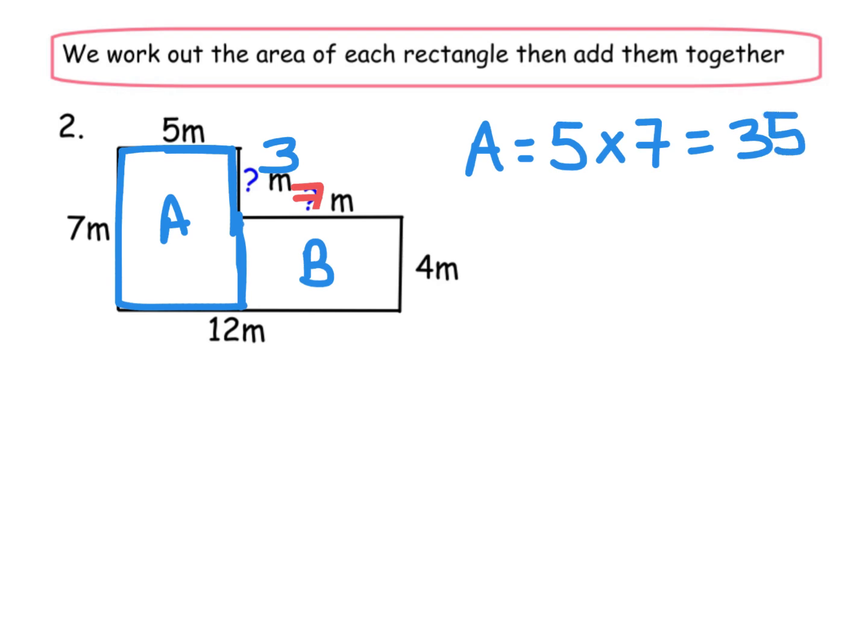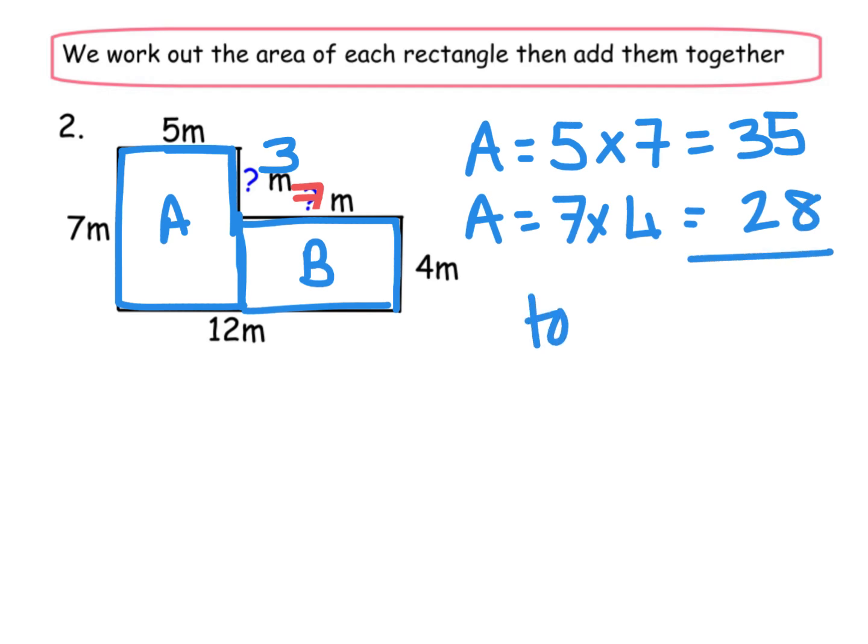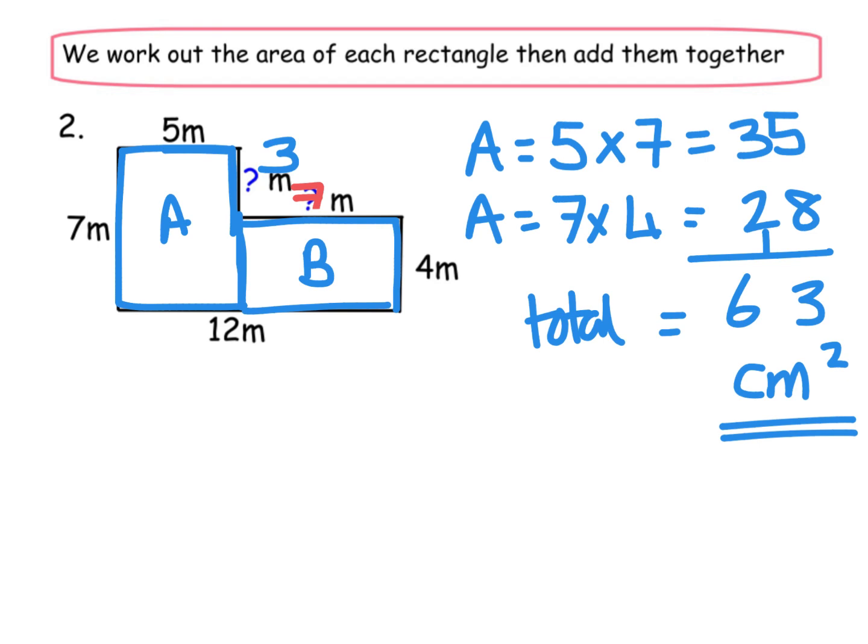Then we're going to do area B, which is 7 along, 4 down. So area B is 7 by 4. And 7 times 4 is 28. And to finish it off, we get our total. I've laid it out to do a sum if that's too difficult to add mentally. 5 add 8 is 13. And then 3 plus 2 plus 1 is 6. So the total area of this one is 63 square centimetres. So I have one more example.